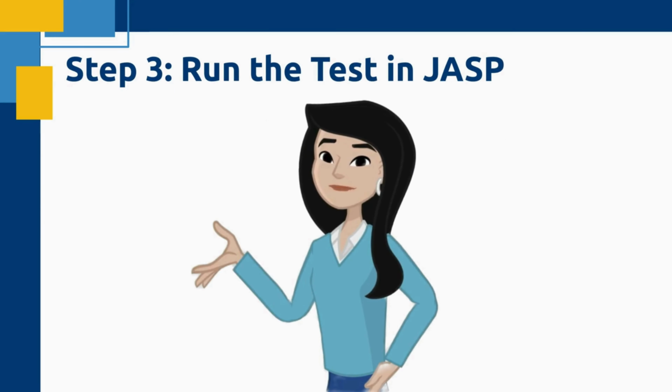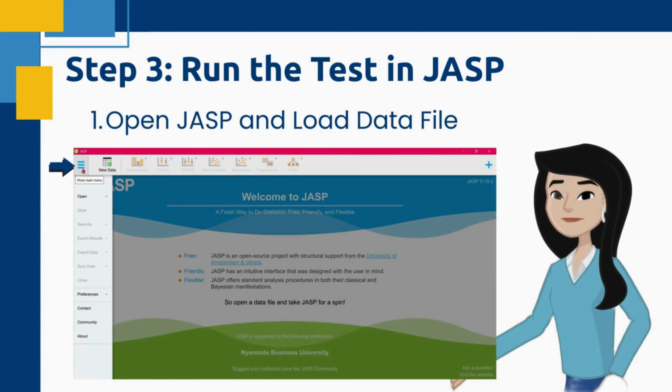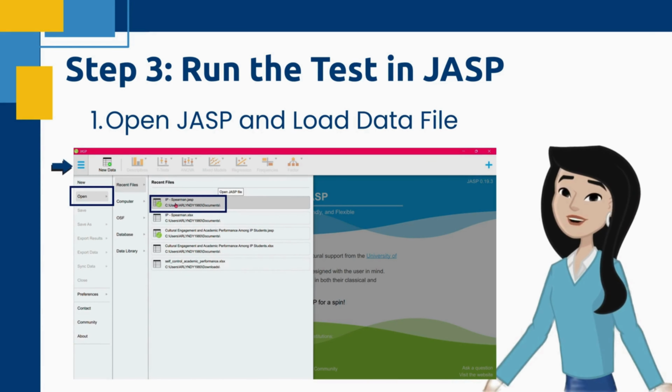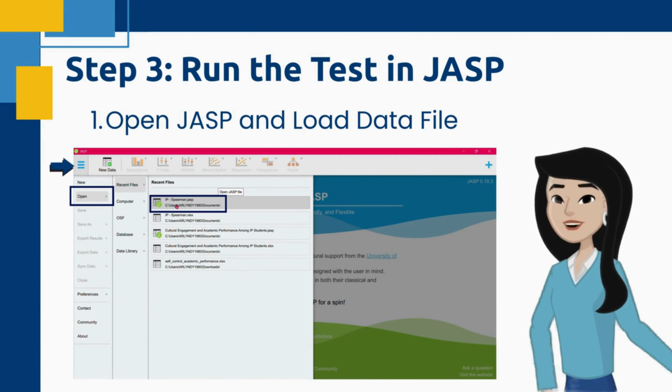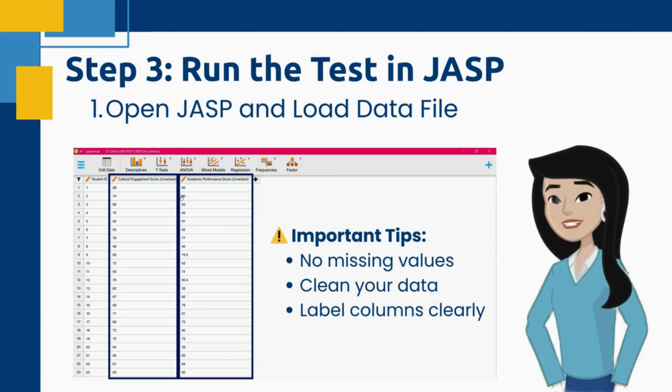Here's how you can do it, step by step. 1. Open JASP and load your data file. Click the hamburger icon on the upper left corner, then click Open, and select your data set. It can be in Excel, CSV, or .sav format. Make sure your data set includes 2 columns.